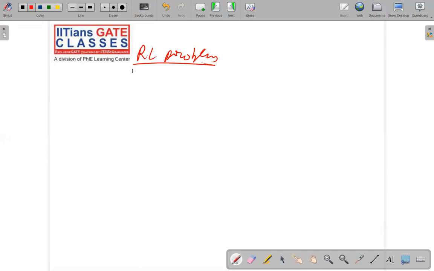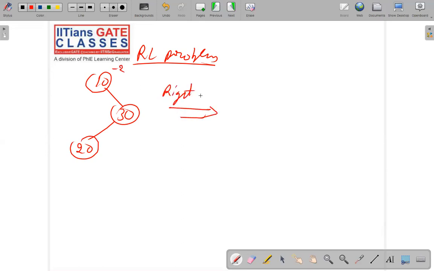So in case of RL, we have a structure like 10, 30, and 20. Here we have -2. So we will do first right rotation. To solve the RL problem, we will do right rotation first, then left rotation, as the name suggests. The right rotation will happen here.